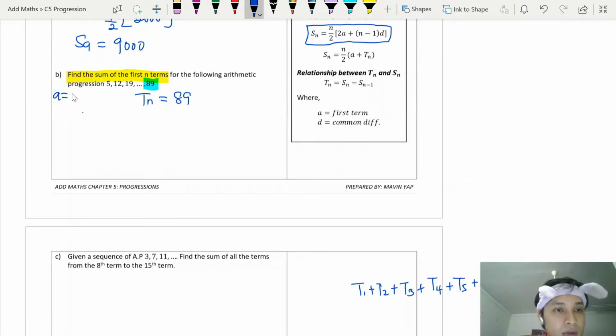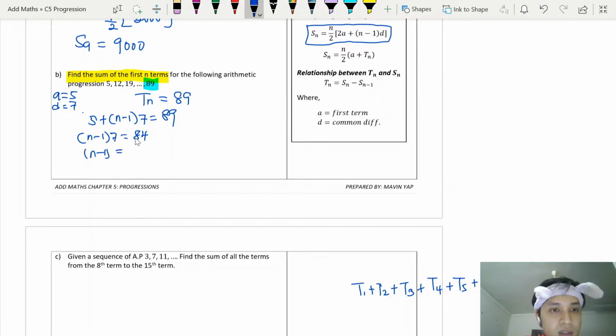Here, your a is 5, your d is 7, because 12 minus 5 is 7. So 5 plus (n minus 1) times 7 is equal to 89. We are going to calculate for this. This one is 84, so n minus 1 is 84 divided by 7, which is 12. So n is equal to 13. In other words, now I know in this progression, in total I have 13 terms. So I want to find the sum of these 13 terms.